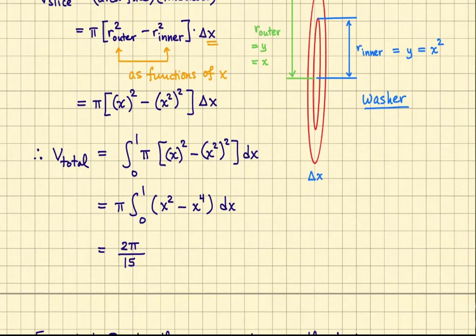This is a very straightforward integral to do. None of these so far have taken any fancy methods. So we can just integrate that, which you can do on your own, and you'll get 2 pi over 15.